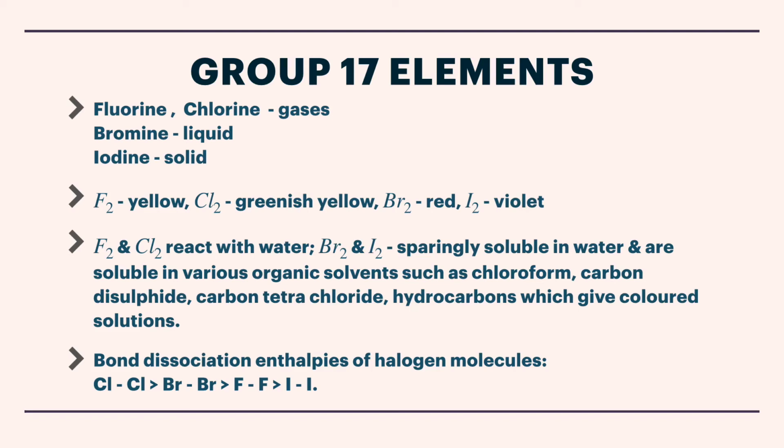Okay, and the last point, bond dissociation enthalpies of halogen molecules. First we'll understand what bond dissociation enthalpy is. It is the energy required to break the bond. Bond dissociation enthalpy is the amount of energy required to break the bond. Now as you can see the order, chlorine has a very high bond dissociation enthalpy, and for iodine the bond dissociation enthalpy is comparatively the least among the halogens.